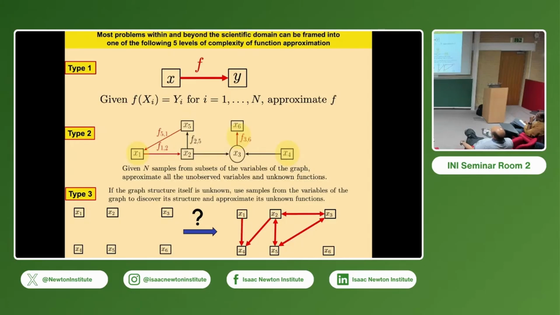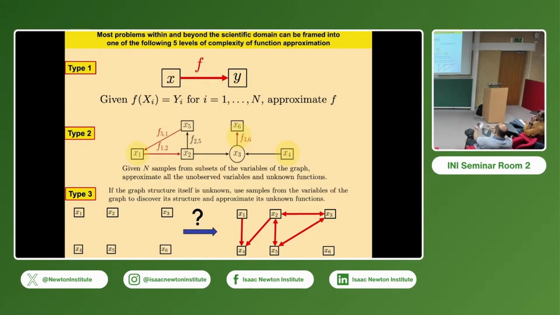Type 2, assume that you have a collection of variables and functions indexed by the nodes and edges of a graph. Some of these variables may not be observed, and some of these functions may be unknown. I'm coloring them in red. The idea is that these variables are satisfying the functional dependencies imposed by the structure of the graph. Then, given n samples from subsets of the variables of the graph, approximate all the unobserved variables and unknown functions.